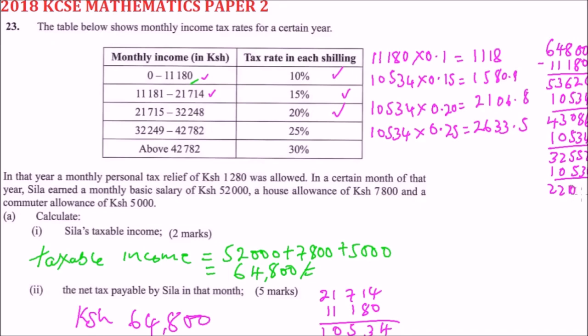We will be left with 22,180. We are told that above that amount, the rate was 30%. So you say 22,180, you multiply by 30%, and that will give you 6,654. So once we have done that, we are going to total the tax amount and then we calculate the tax paid. Using your calculator, you total this.